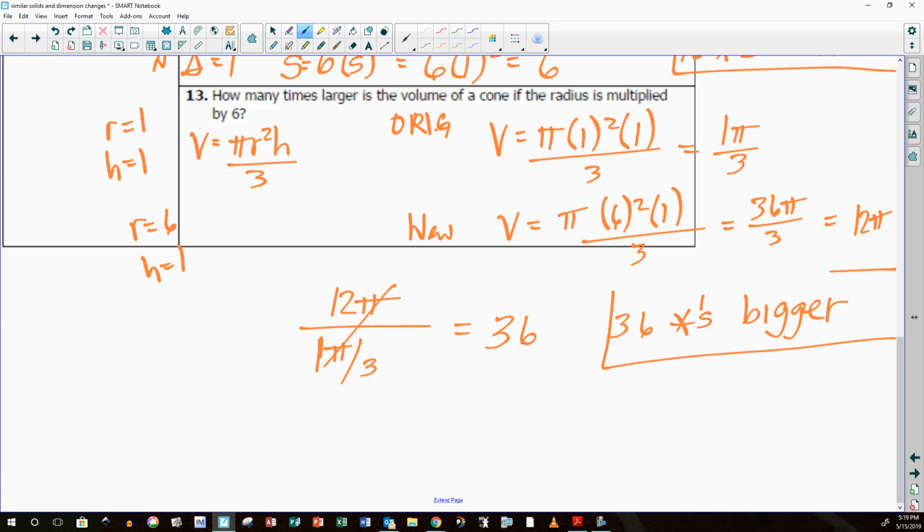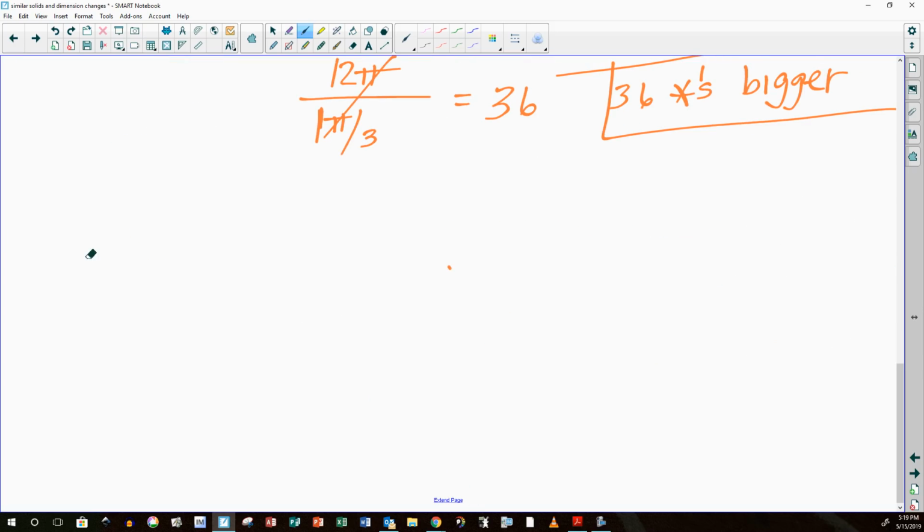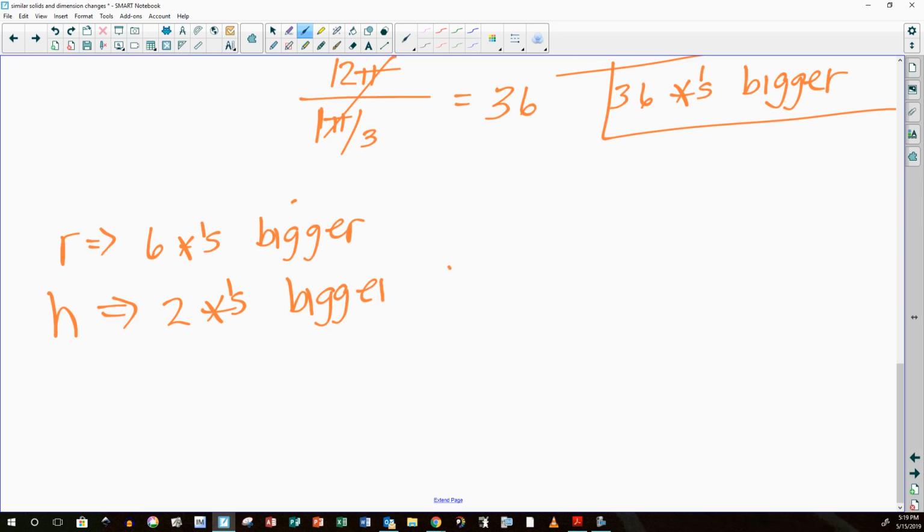And I do want you to note one thing. You can just write it down here at the bottom of your paper. If you were changing 2 dimensions, let's say you change the radius, so let's say the radius is 6 times bigger. And let's say your height is 2 times bigger. So what if you changed them both? Then you would just multiply these 2 numbers together. So the whole thing would be 12 times bigger. So that's kind of another way to think about it.